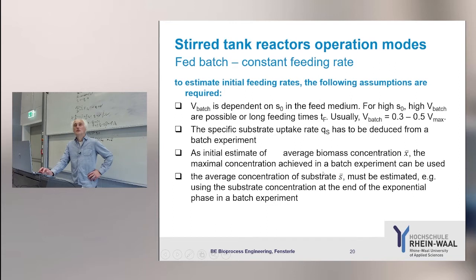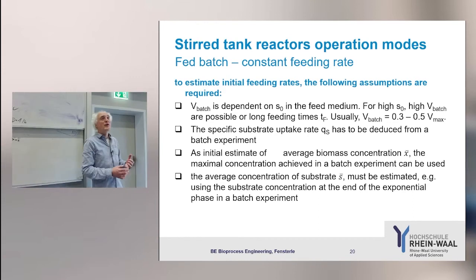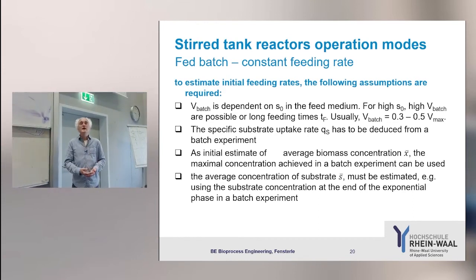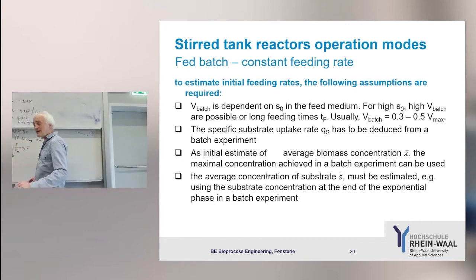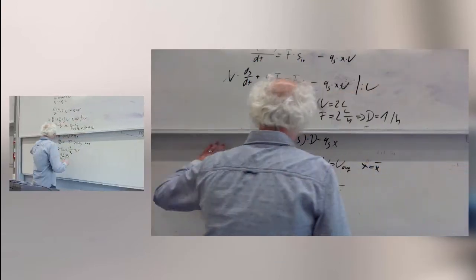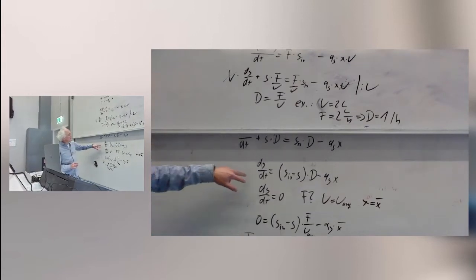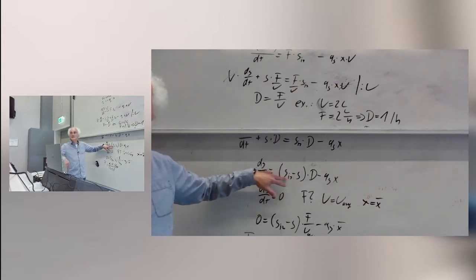We can also use an initial experiment with a batch culture to estimate the average biomass concentration. So we just take the biomass concentration at the end of a batch experiment. And the substrate concentration, we also have a problem. What is the substrate concentration in our fed batch process? We have no idea. So what we can do is we use a substrate concentration close to the end of our bioprocess. Usually it's very low. Usually our S in is very high.